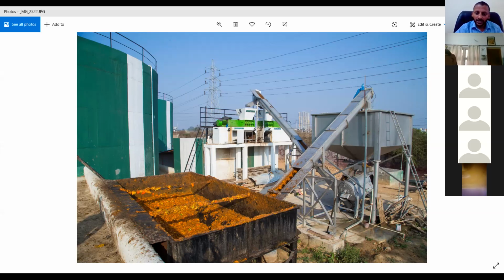In season they are processing mango, tomato, grapes, guava, and banana. The peels and residual pulp waste are utilized for gas generation, which is used as boiler thermal fuel, replacing fossil fuels like furnace oil.